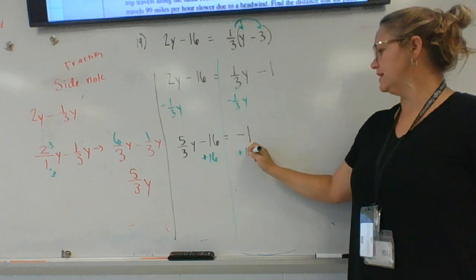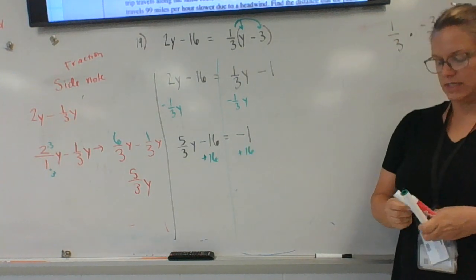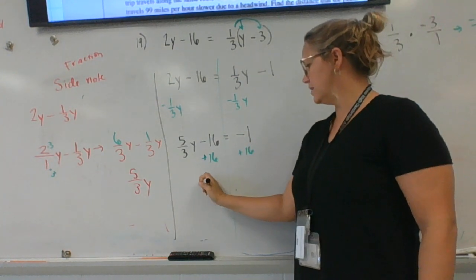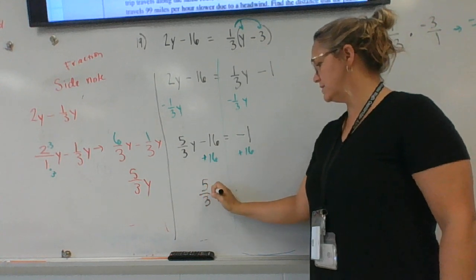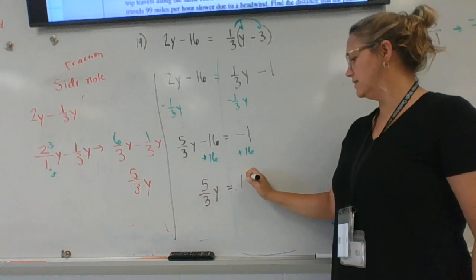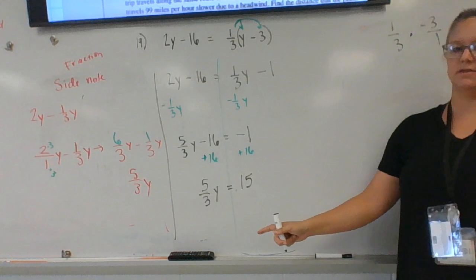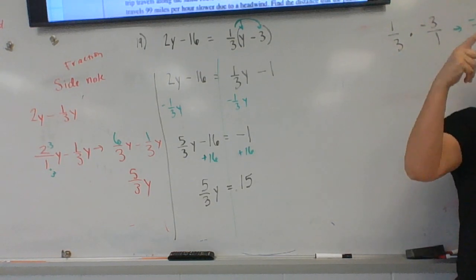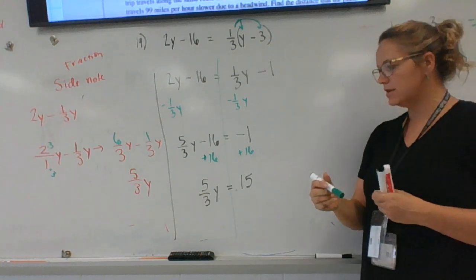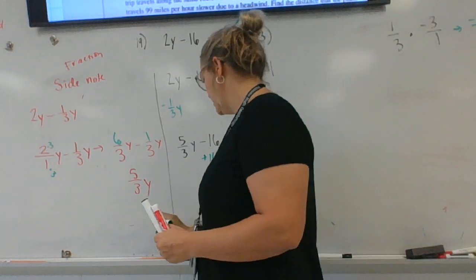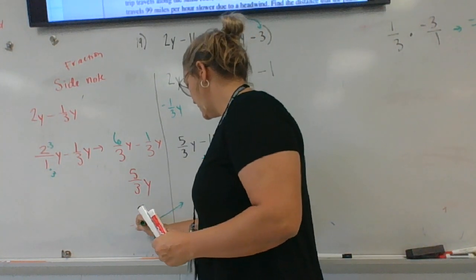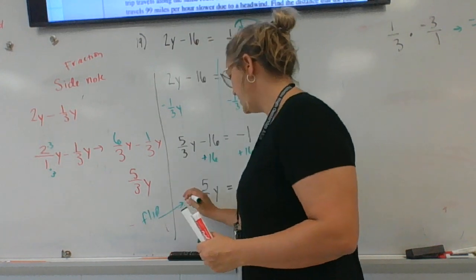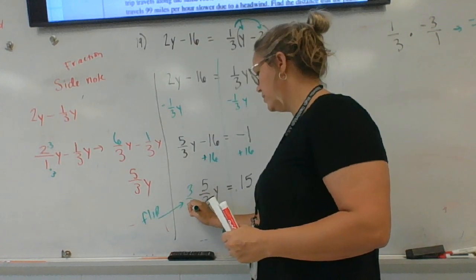I'll add 16 across the line. And then I saw so many errors on the quiz. -1 plus 16, a lot of mistakes here. You guys, flip your fraction. Flip, multiply by the reciprocal. Flip this. I'm going to do 3 over 5 here.